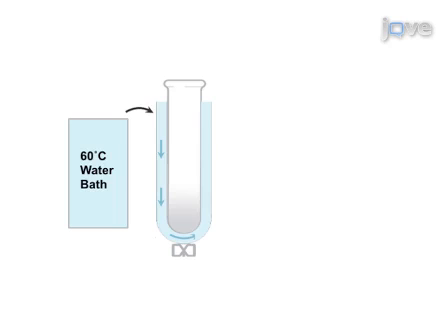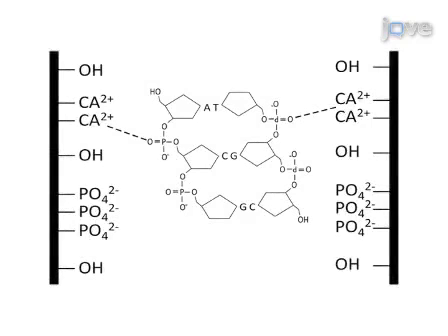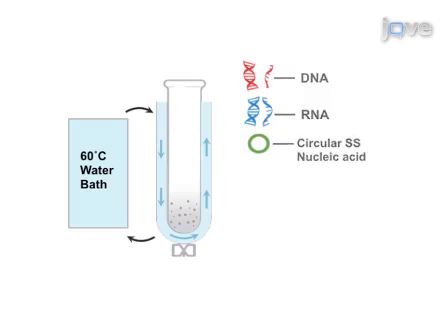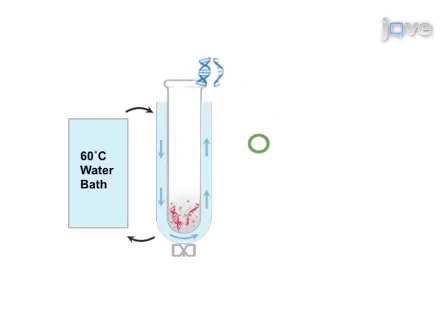First, a hydroxyapatite column is packed and equilibrated. Purified viral nucleic acids are then applied to the column. The charge interaction between the positively charged calcium ions of the hydroxyapatite and the negatively charged phosphate backbone of the nucleic acid subtypes binds the nucleic acids to the column.